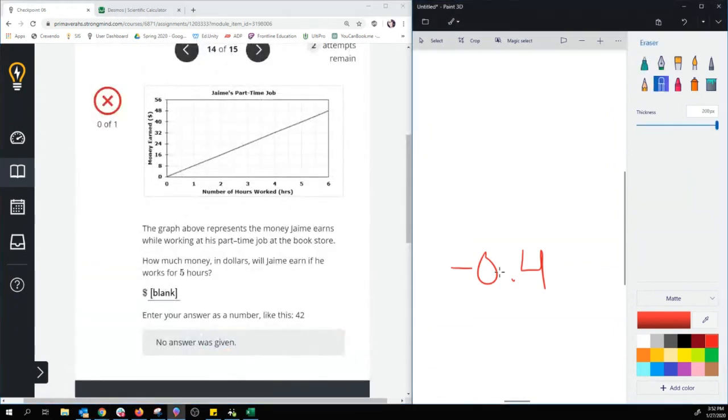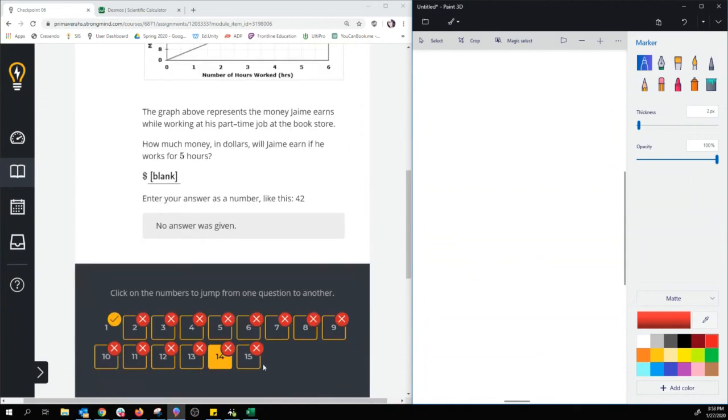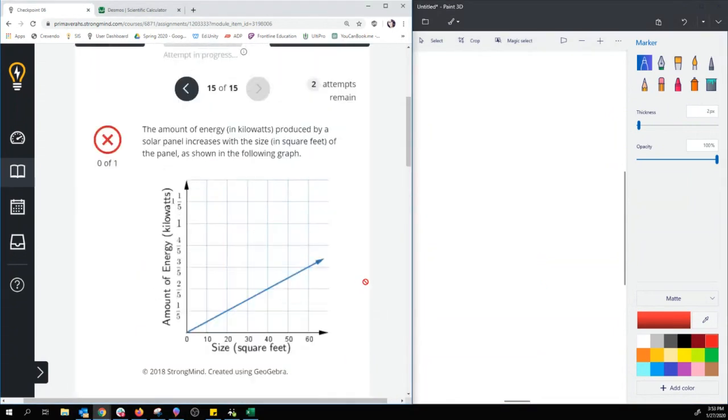All right, here's our next one. So Jamie's part-time job. This graph represents Jamie's part-time job. We want to know how much money Jamie will earn if he works for 5 hours. So after 5 hours, which is right here, right? If I follow this 5 up to my graph, he'd make $40 exactly. If I follow it all the way over, he'd make $40. Perfect. So on this one, just type in 40. You don't have to put the dollar sign. Perfect. And the last one.